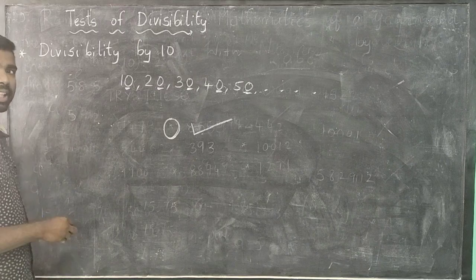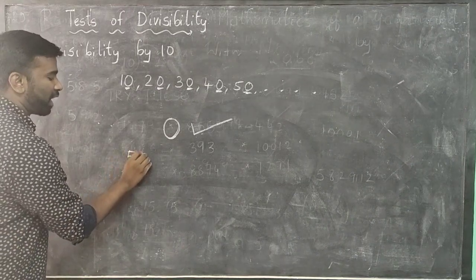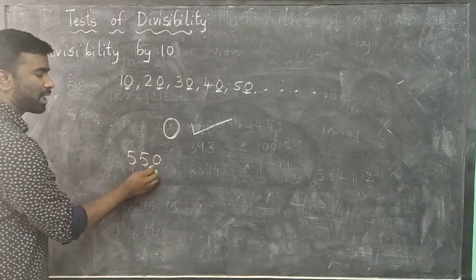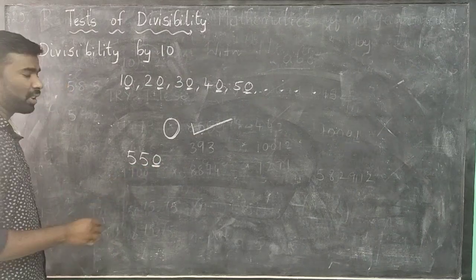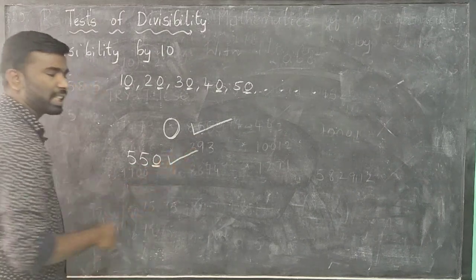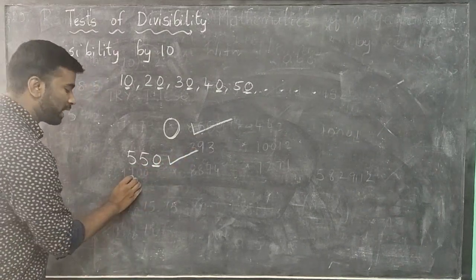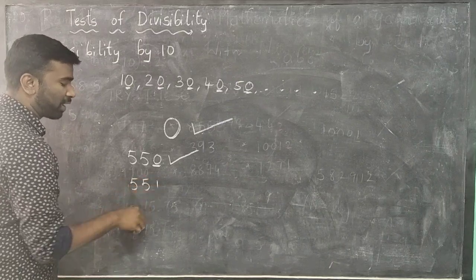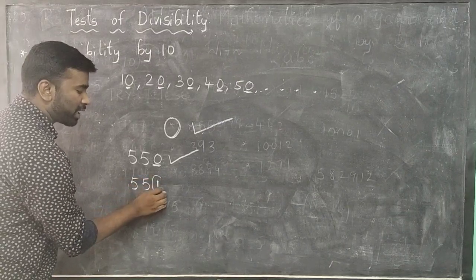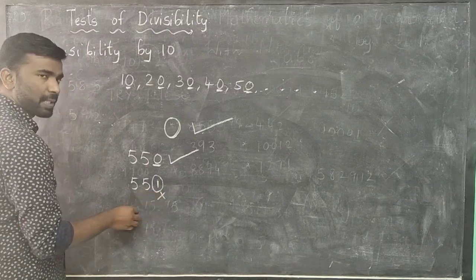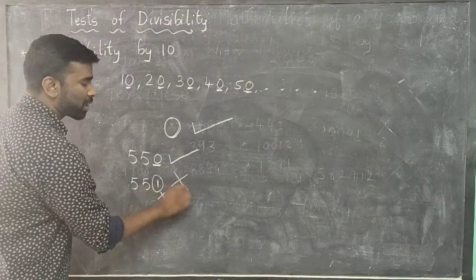For example, let me take an example, 550. See here, the number is ending with 0, that means this number is completely divisible by 10. In case of 551, the unit digit is not 0, that means this number is not divisible by 10.